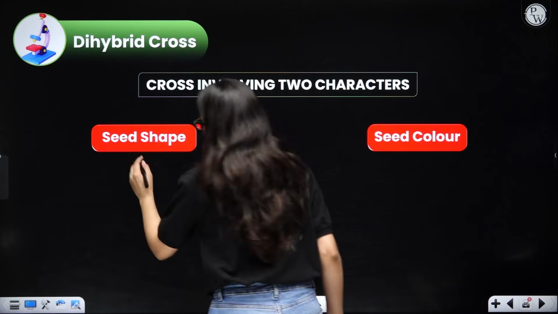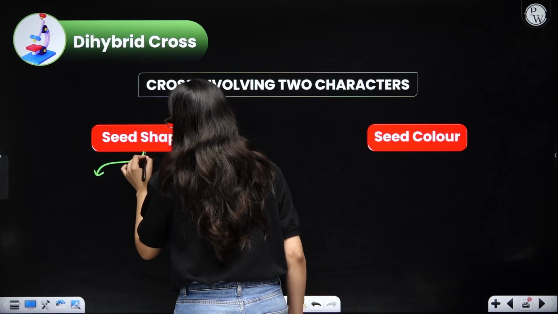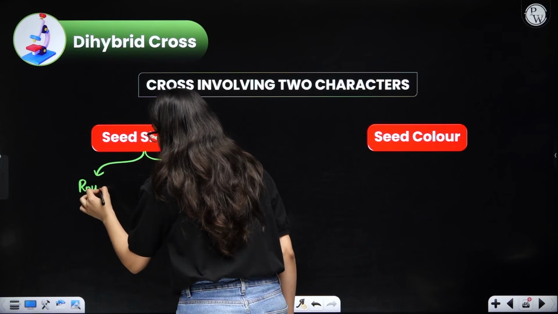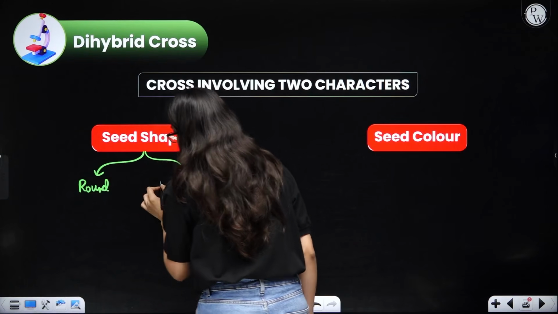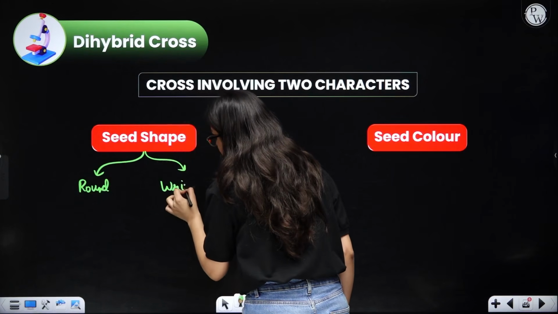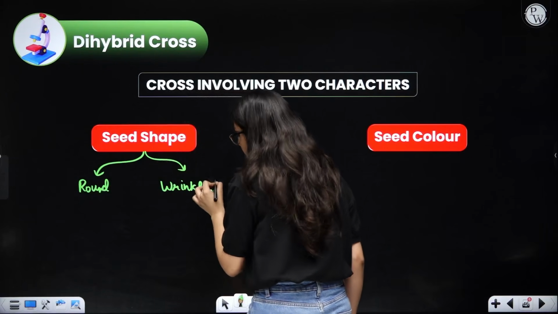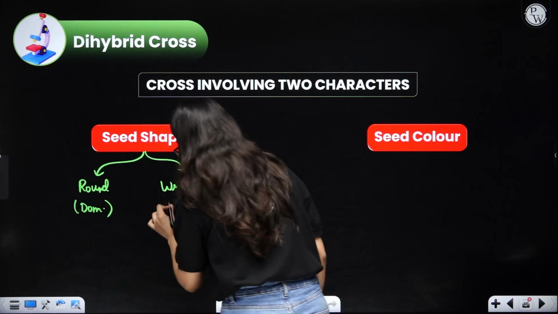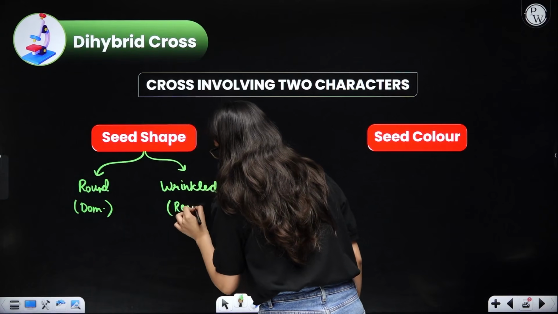Let us see how. Firstly, beta, as we studied from the contrasting traits table, seed shape could either be round or it could also be wrinkled. If it is round, that means it is dominant in nature, and if it is wrinkled, that means it is recessive in nature.